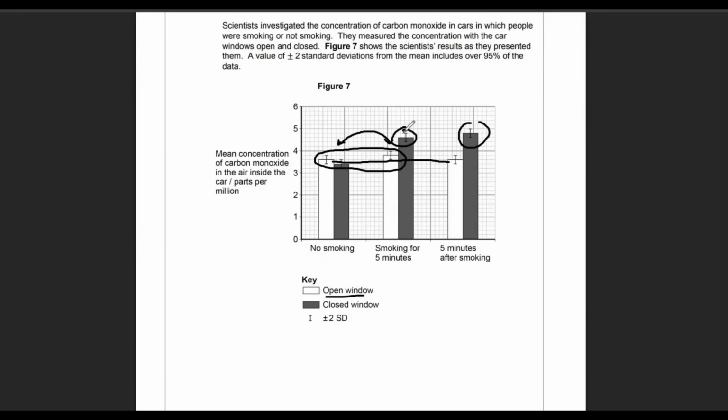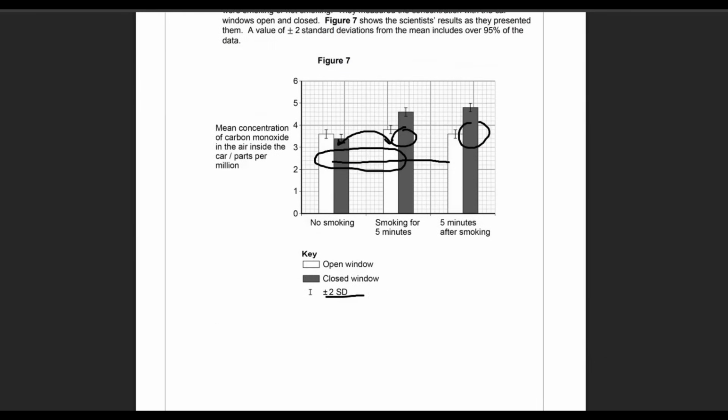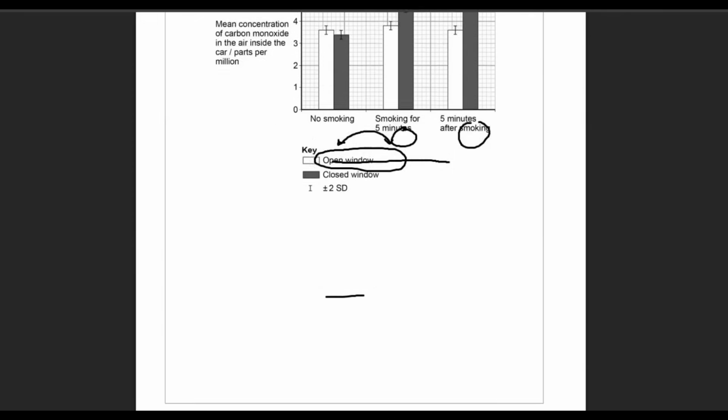Our data is only on carbon monoxide. We cannot back up the rest of the politician's statement about other toxins, the many other toxins found in cigarette smoke. What else? They didn't say how many people did the study. They didn't say how many cars they tested. We don't actually know that kind of stuff.